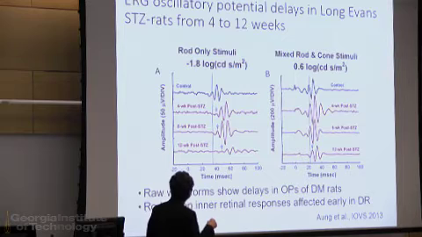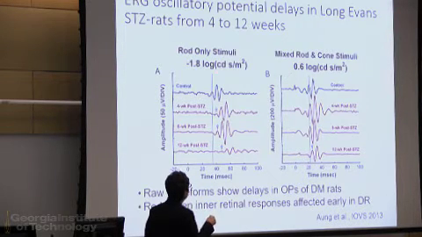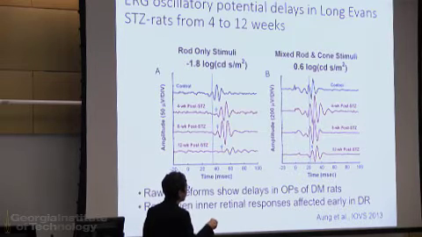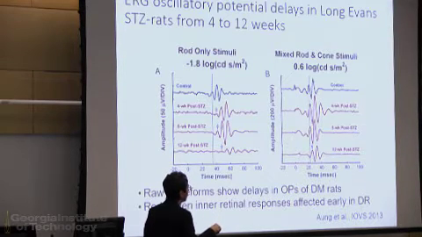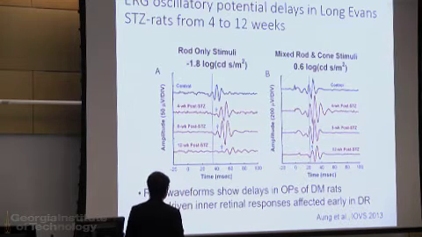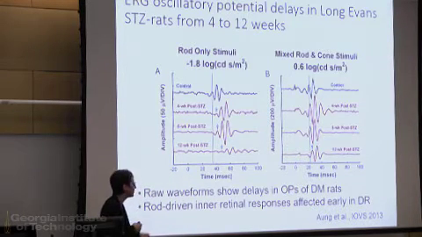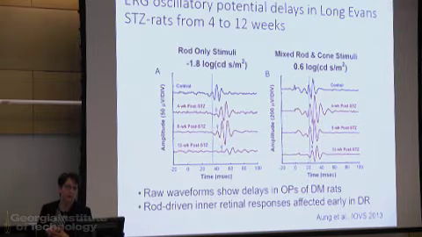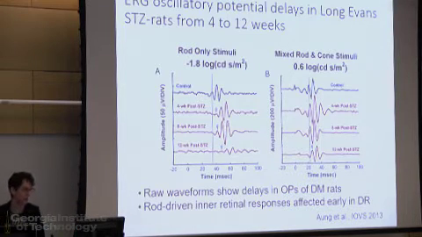So what I want you to notice is that with the dim flash, the response is delayed, and it's progressively delayed as we go out to 12 weeks post-STZ. But when we use a bright flash, which is what's usually used clinically, you can see that we don't actually see this early change. We only see a change at this 12-week post-STZ mark. Okay? So this seems to indicate that rod-driven intraretinal responses are affected very early in diabetic retinopathy.